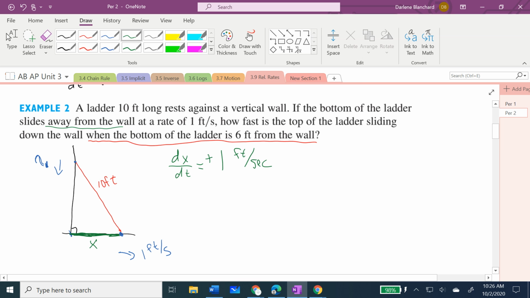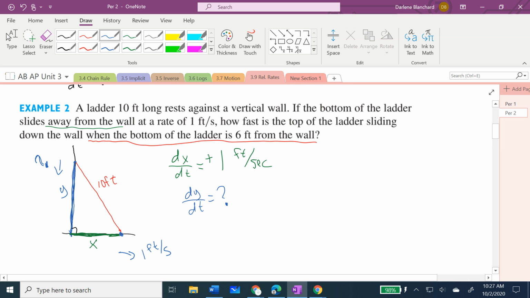Then they're asking how fast the ladder is sliding down the wall. The ladder will slide down the wall at the same rate of change as this distance is changing. I'm going to put a variable y on that one. We need to find dy/dt. The reason they like the ladder problems is because they can give you a right triangle with a side that is constant. However ridiculous the problem may be from there.